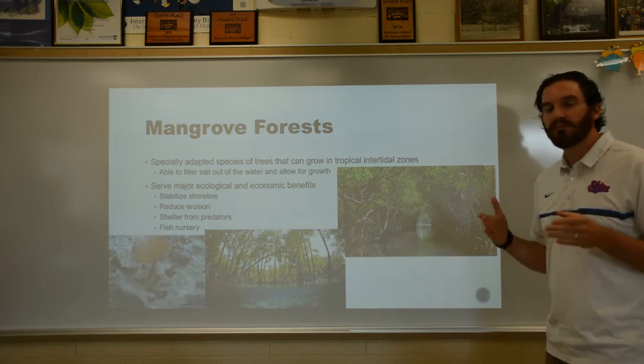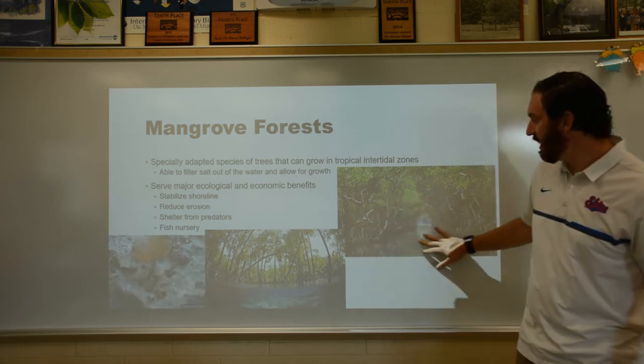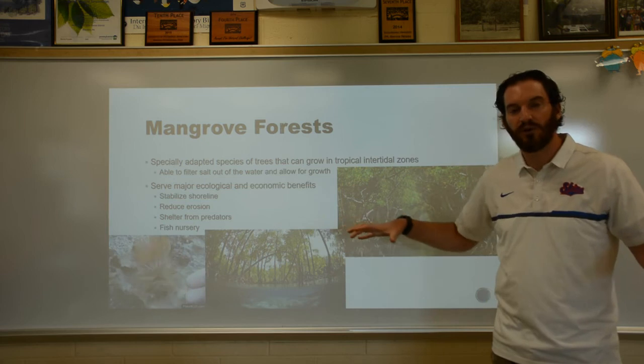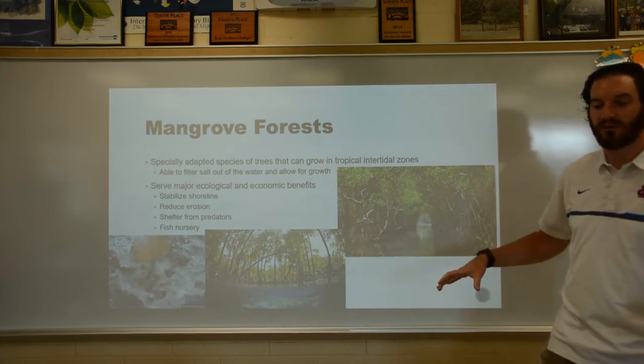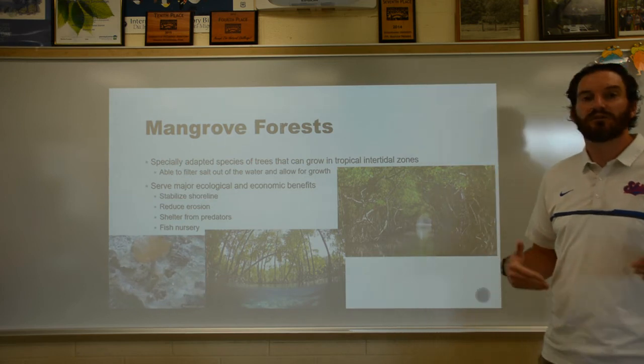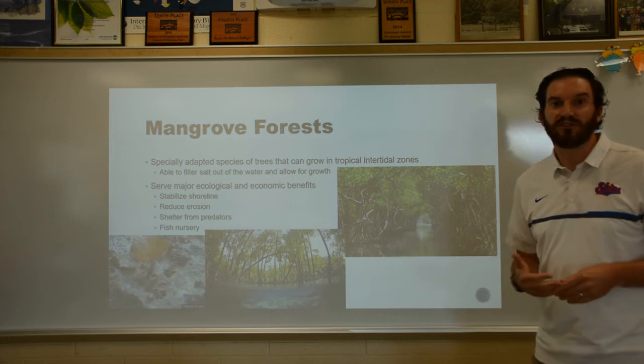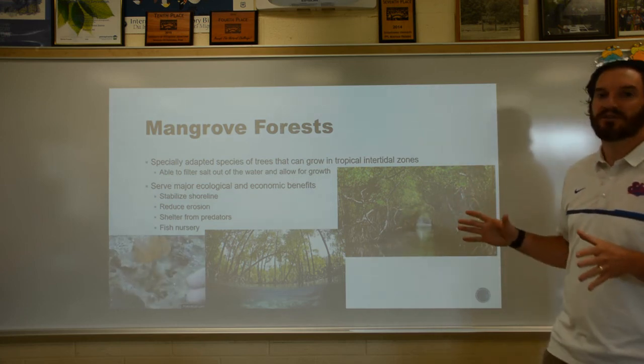They're incredibly important for ecosystem stability. They help to stabilize the shoreline because they're all in here. They actually help hold the sand in place, so it cuts down on the erosion and allows for a lot of organisms to live there. So a lot of organisms will get shelter from predators. They will be able to survive there. They reproduce there, and it just gives them that protection.